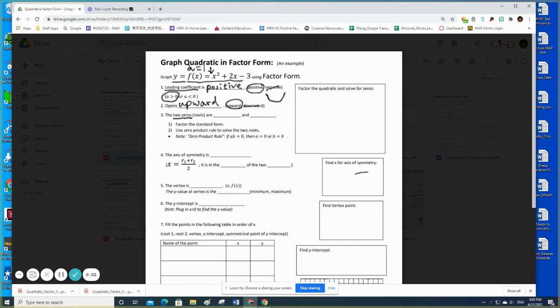We know zeros are also named roots. How do we find them? We need to factor the quadratic and solve for zeros. How do we factor this quadratic? X squared plus 2x minus 3. Because the leading coefficient is 1, we know it is very easy. We can just factor this c.